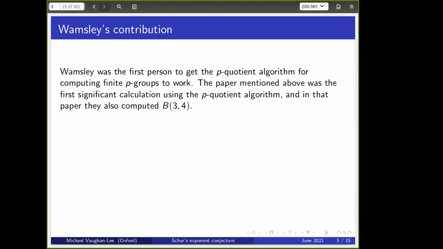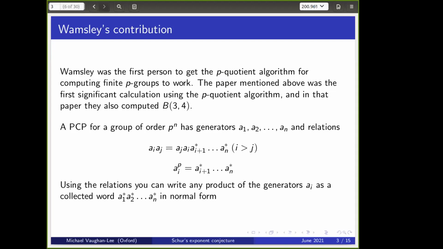But I want to say a little bit more about what Walmsley actually did. If you have a finite p-group of order p to the n, then you get what's called a PCP, a power commutator presentation for it, which has n generators a1 up to an. When I is bigger than j, the relations are ai aj = aj ai times a whole lot of other stuff: ai+1 to the something, dot dot dot, up to an to the something. The asterisks are there to denote exponents in the range 0 up to p minus 1.